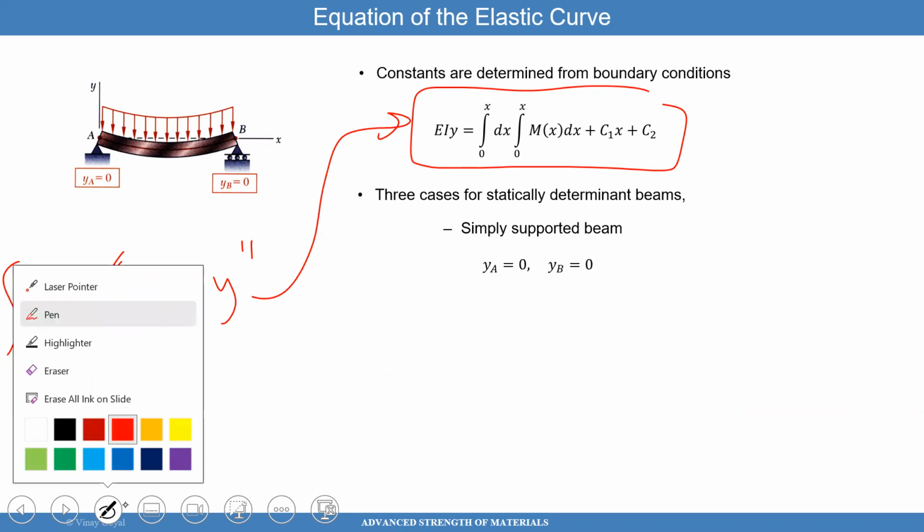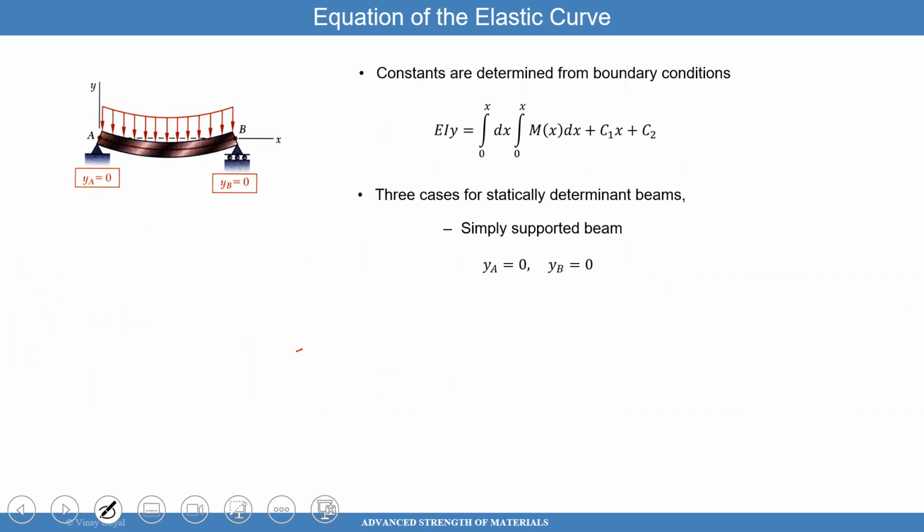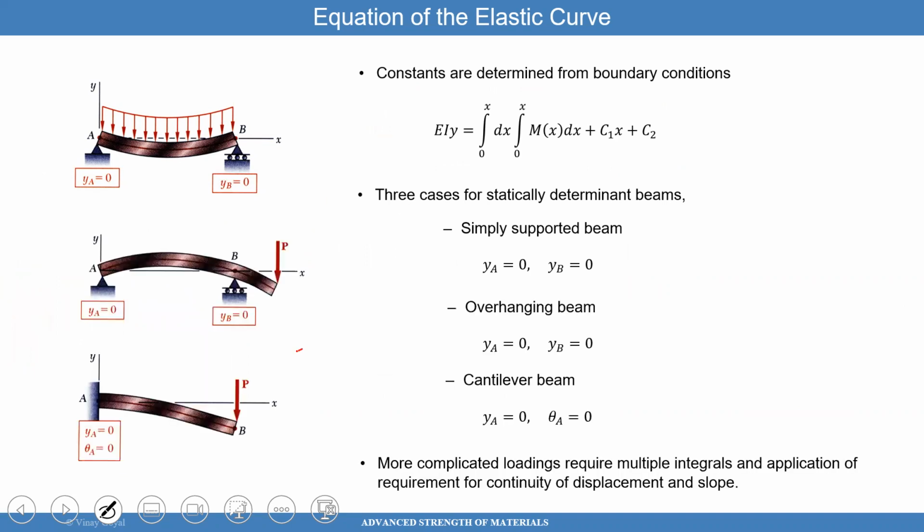So the strategy there is to just use this formula, with two constants that are unknown. You have different boundary conditions. For example, the top one is simply supported, where point A and point B cannot vertically deflect. The next one down is an overhang, but the same situation: the deflection at point A is 0, and point B is also 0. And the one on the very bottom is a cantilever beam where the slope and deflection are 0.